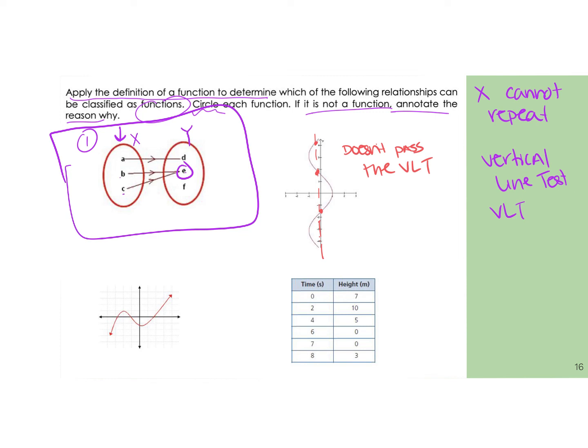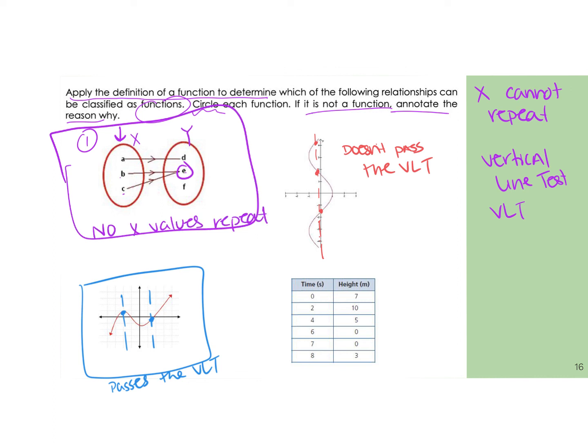We have another picture. I'm going to draw a vertical line. Only touches once. What if I draw it somewhere else? Only touches once. So no matter where I draw the vertical line, it's only going to touch this graph once. So this relation is a function. It passes the vertical line test. Let's go ahead and put our reasons for that too. If it is a function, we'll just put our reasons for everything. Passes the vertical line test. No x values repeat for the first one.